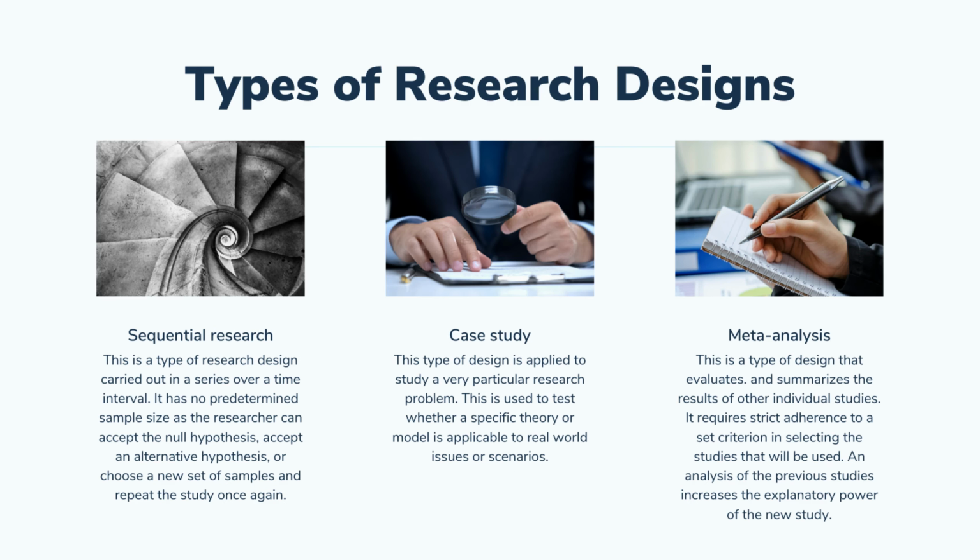Sequential research. This is a type of research design carried out in a series over a time interval. It has no predetermined sample size, as the researcher can accept the null hypothesis, accept an alternative hypothesis, or choose a new set of samples and repeat the study once again. Example, a study on the effects of diet, exercise, and common medication on heart disease conducted across different age groups.